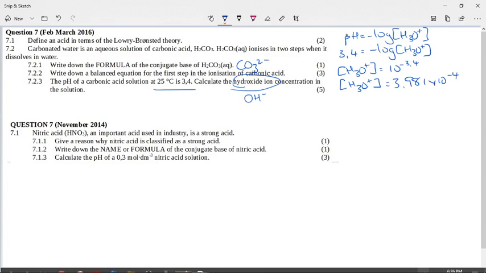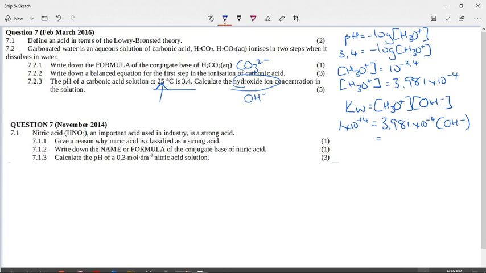Now it says to calculate the hydroxide ion concentration, and this is where we use the dissociation of water and the Kw, because we know the H3O+. It said to you here this is at 25 degrees, so we know that the equilibrium constant, 1 times 10 to the negative 14, which we'll read off the data sheet, is going to be equal to the hydronium ion concentration multiplied by the concentration of hydroxide ions.